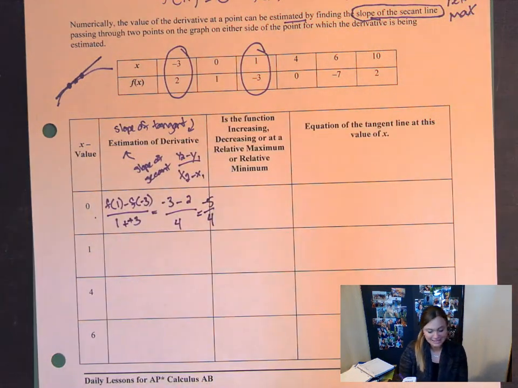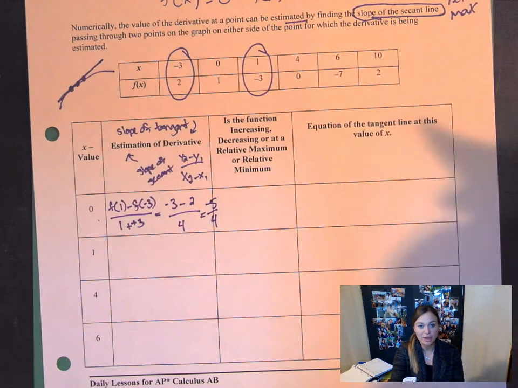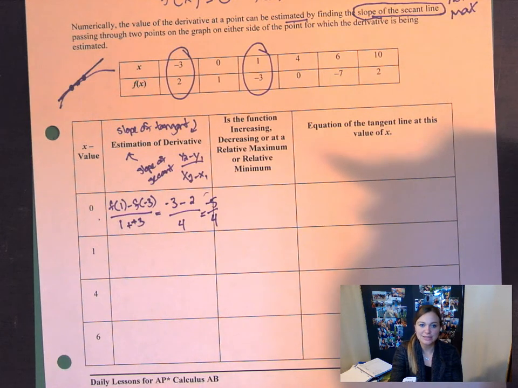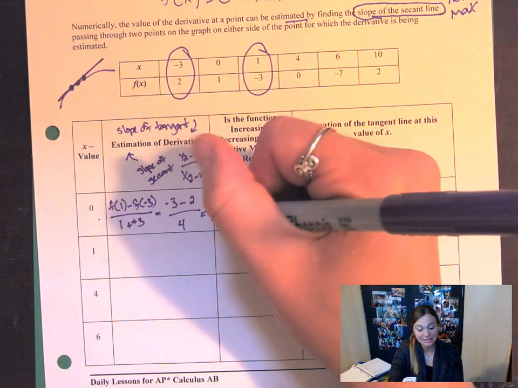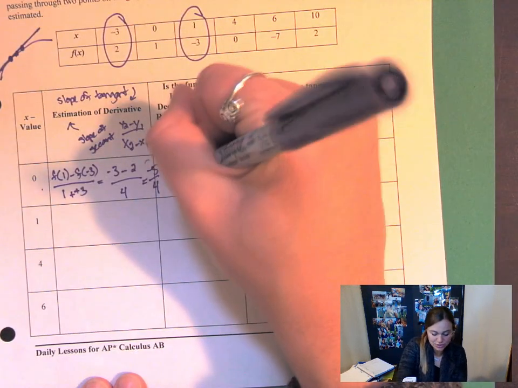And so without even seeing the rest of this graph, if I want to know is the function increasing, decreasing, or at a relative max or min, I can see that the slope of the tangent, or in this case the slope of the secant, which I'm estimating to be the slope of the tangent, is negative. And we said if f prime was negative, then f of x is decreasing.